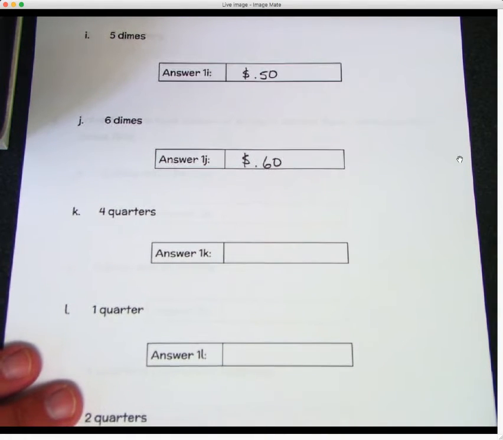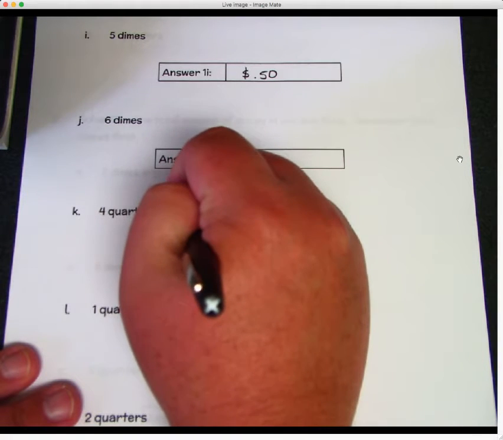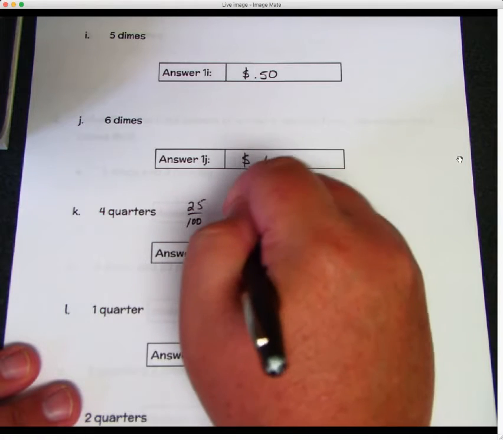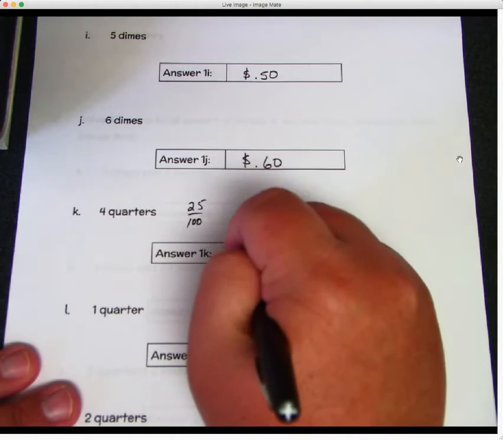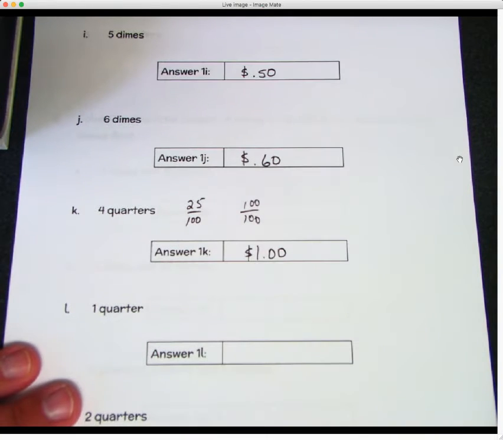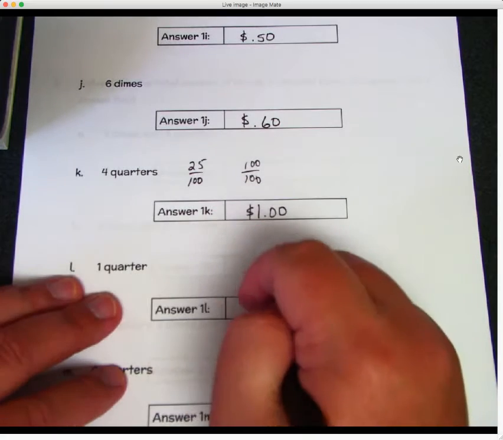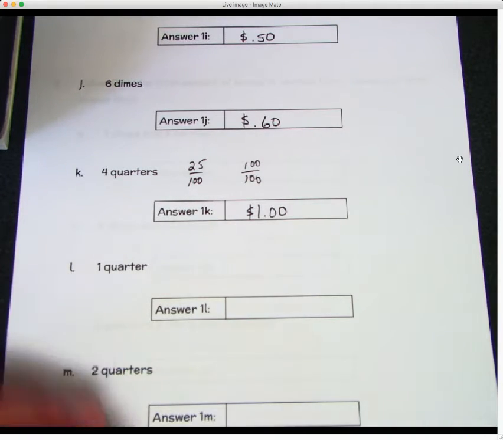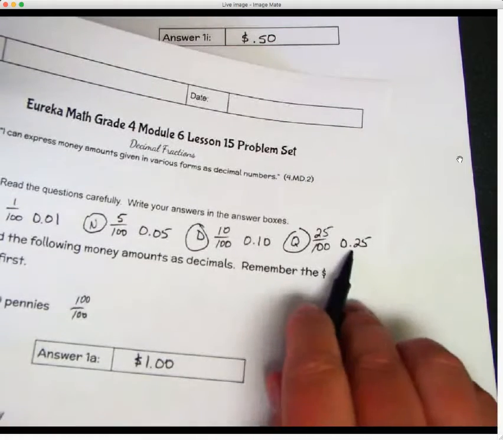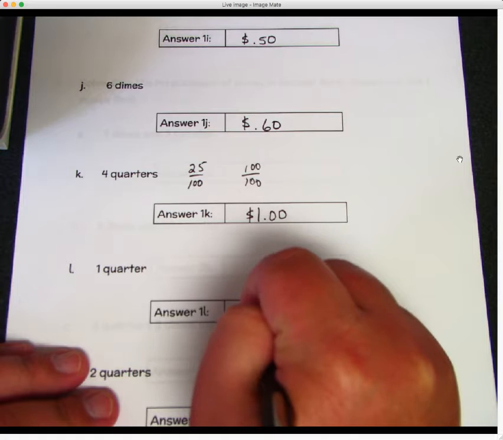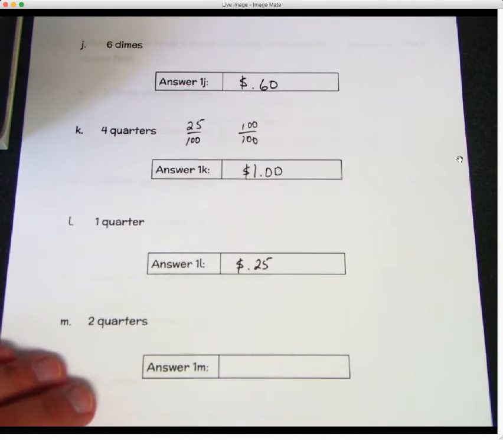If I have 4 quarters, we know that's worth $1, isn't it? 4 quarters is $1, because they're 25 hundredths each. 4 times 25 is 100 hundredths. So it's worth $1. 1 quarter, what did we write? How much is it worth as a decimal? Right there. 2 quarters, 25 and 25 cents more would be 50 cents.